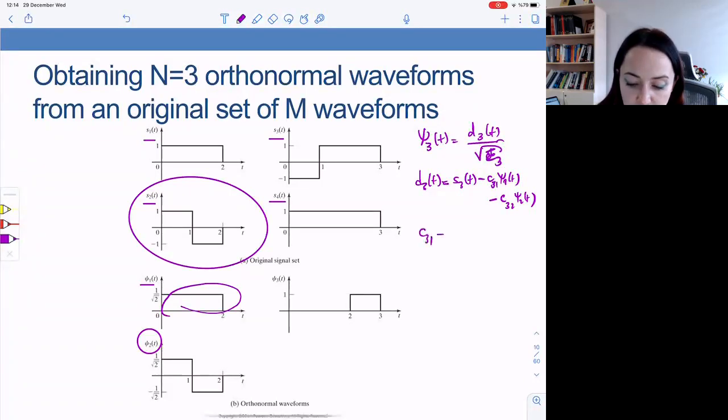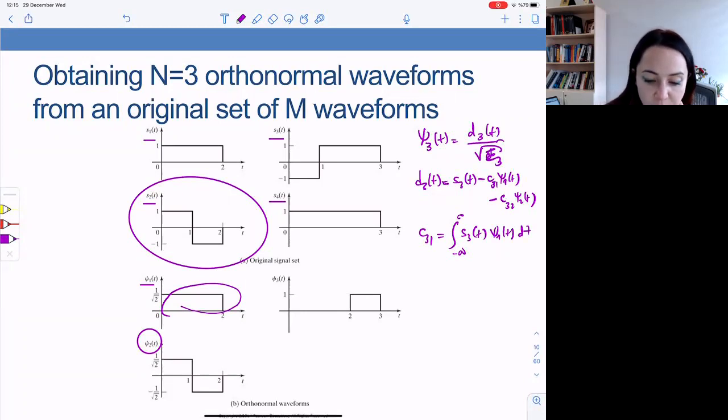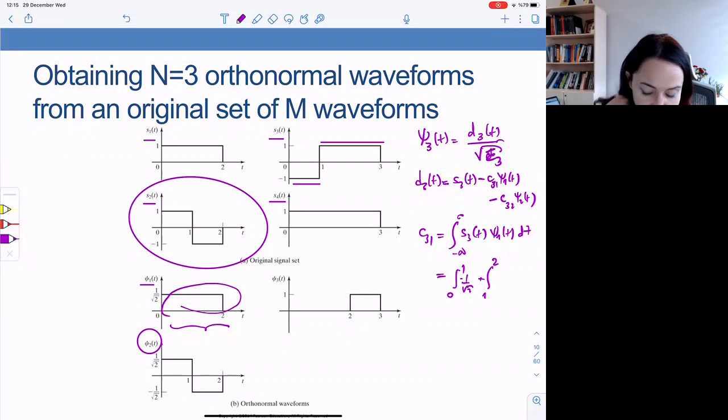Well, what is C31? It is the integral of S3 times phi1 dt. What is S3? S3 is equal to -1 from 0 to 1, and then +1 from 1 to 3. And phi1 is here. So the integral goes from 0 to 1 as 1 over square root of 2 times -1, plus from 1 to 2, phi1 times S3 is 1 over square root of 2.